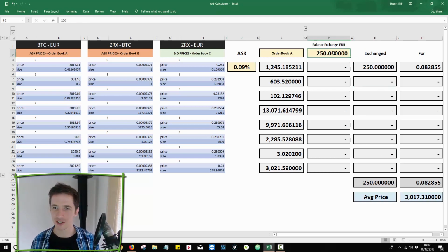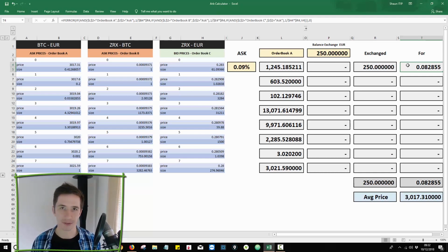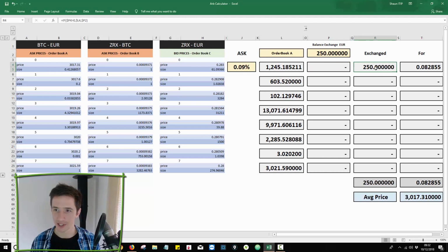So the first thing is I exchanged 250 euros for 0.082855 Bitcoin. We know that because our balance is now zero. We've exchanged the full 250. We can see it there. Our balance is zero. This was the total amount tradable at that level of the order book. And the way we calculated that was by taking the size in Bitcoin and multiplying it by the price in euros to give us the total available euros, because that's what we're trading with. This is the method we've gone for.